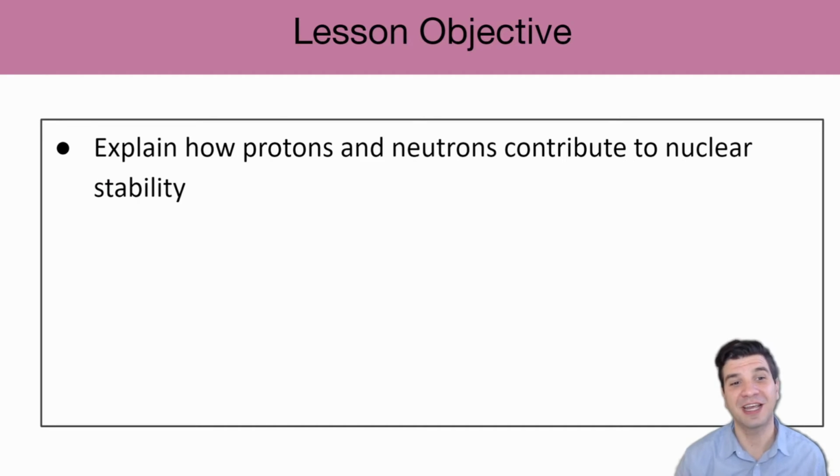Today we're going to be discussing how protons and neutrons contribute to nuclear stability. So our goal for today is that we will be able to explain how protons and neutrons can contribute to nuclear stability. We're going to be looking at a rather complex looking graph, and we're going to answer a few questions based on it.